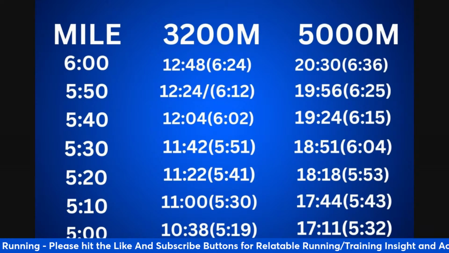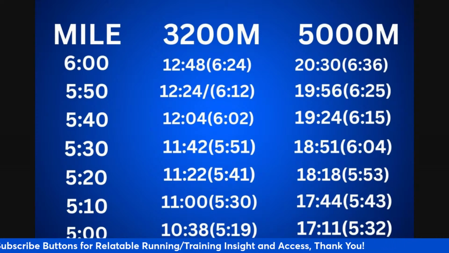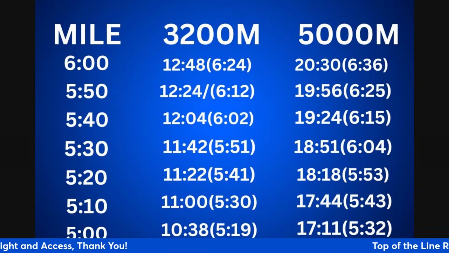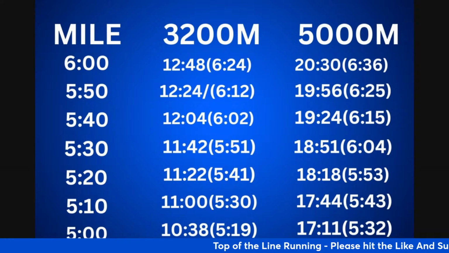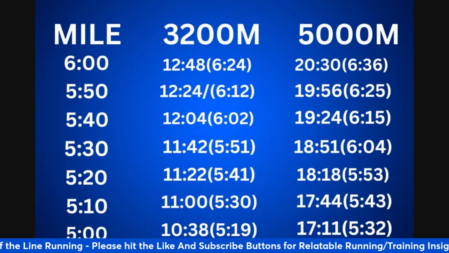If you're at 5:30 for the mile, it's 11:42 for 3,200, which is 5:51 per mile, and 18:51 for 5K, which is 6:04 per mile. If you're at 5:20 for the mile, you're at 11:22 for 3,200, 5:41 per mile, or 18:18 for the 5K, and 5:53 per mile.